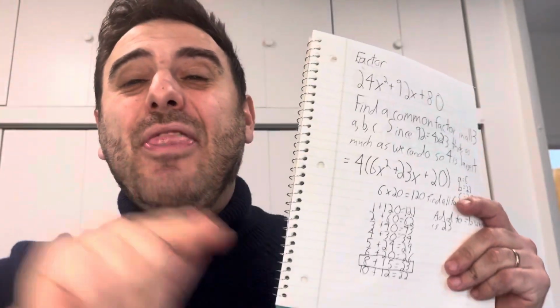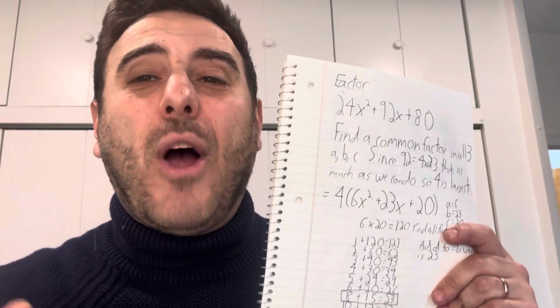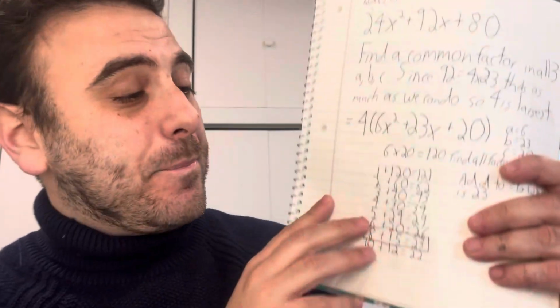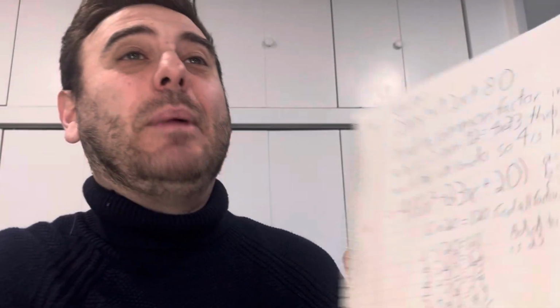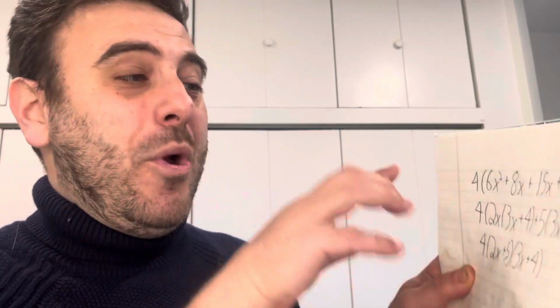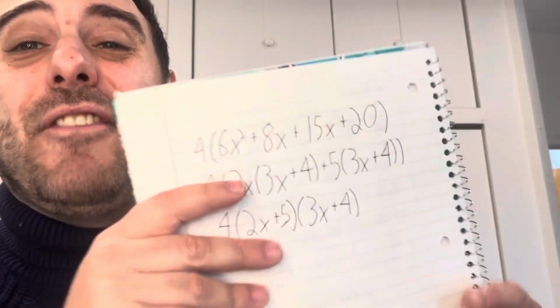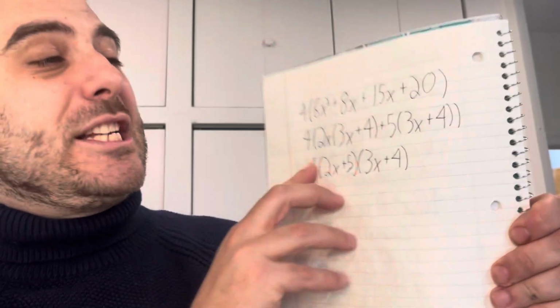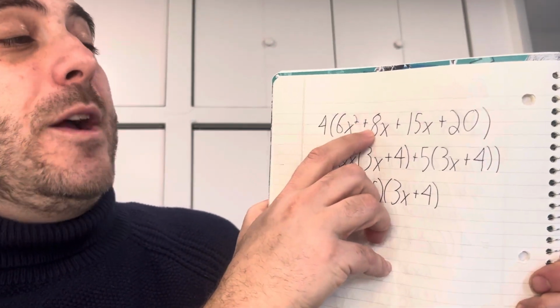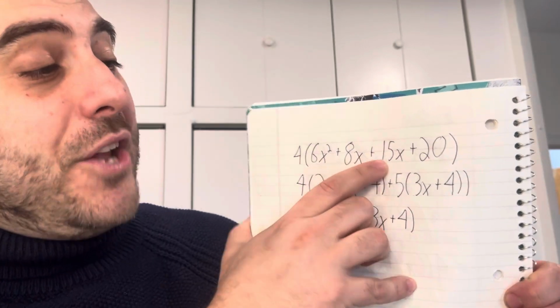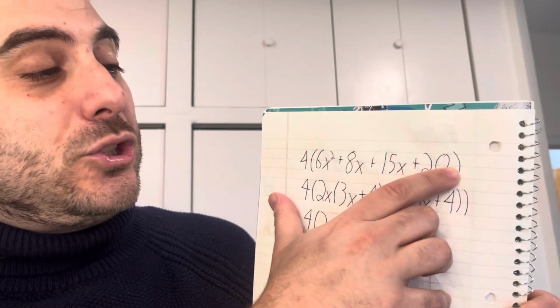So when we add those two numbers together, we need them to equal 23, which in our case is 8 plus 15, because 8 plus 15, as I just stated, equals 23. So we're going to replace that 23x with an 8x plus a 15x. So our quadratic expression is 4 times 6x squared plus 8x plus 15x plus 20.